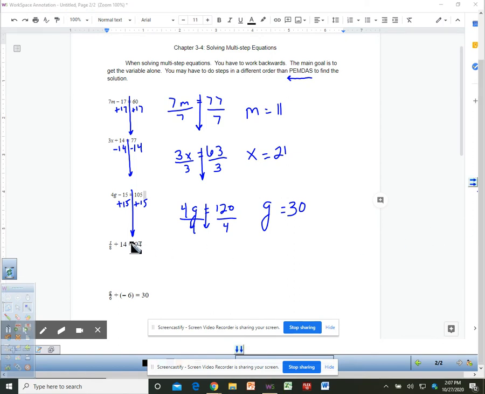That's the same thing here. So drop our anchor. We got to get rid of all addition and subtraction. So we're going to subtract 14. And now I have t divided by 8 equals 80. Now I have to get rid of this divide by 8. So I'm going to multiply both sides by 8 to cancel these out. And t is going to equal 640.